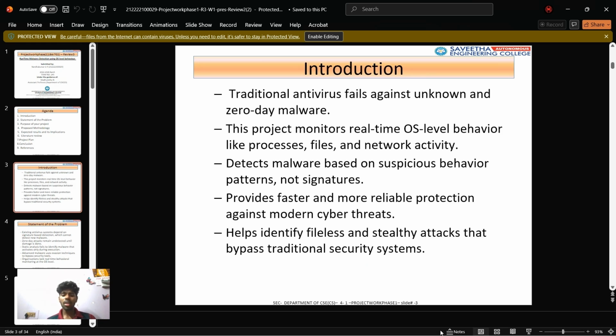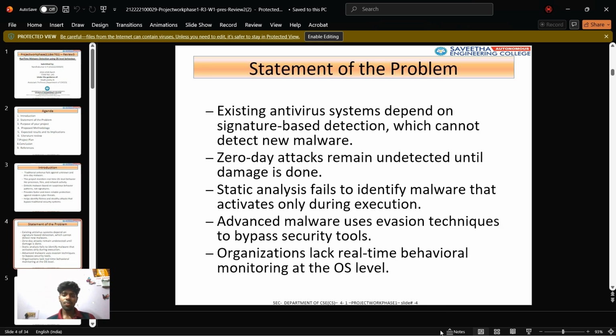And it also helps to identify fileless and stealthy attacks that bypass traditional security systems. Nowadays, every system has some kind of malware detection that detects only after the attack has been done in our system. So this is a pre-execution approach which can be used as a precaution for attacks, to cut them at the early stage itself.